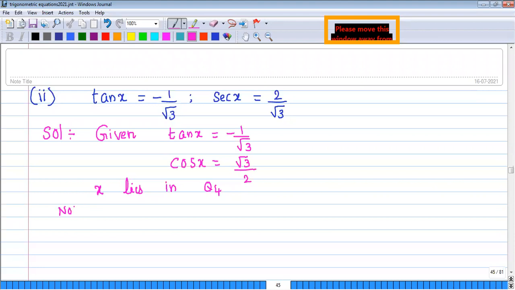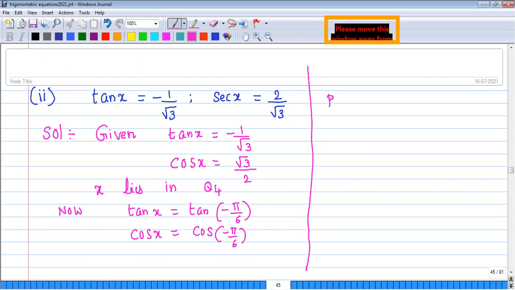So now we can write tan x is equal to tan 30 degrees, but negative, so write it down as tan of minus pi by 6. Cos x also, no problem. Directly we can write cos of minus pi by 6, because cos of minus theta is plus cos theta only. You will be getting root 3 by 2. Don't worry. So now what is the principal value? Tell me. The principal value alpha is equal to minus pi by 6.